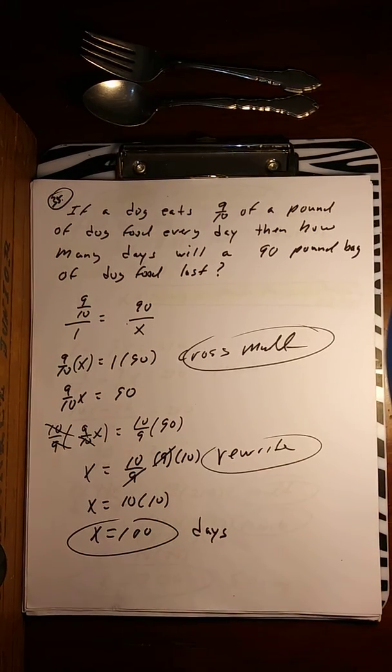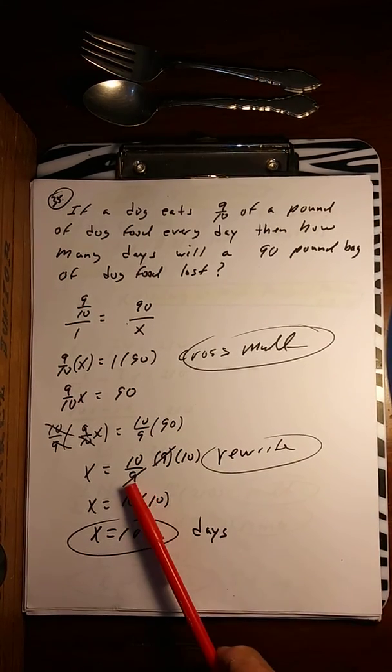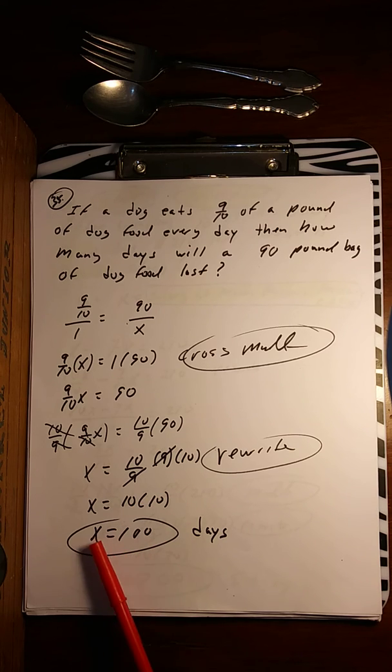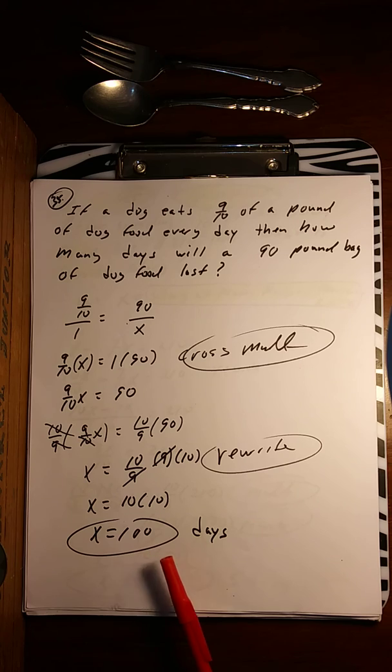Okay, and cancel out the 9s. See, the 9s right here are gone. So we have 10 times 10. So x is 100. So 9/10 of a pound every day, this 90 pounds, so that's 100 days.